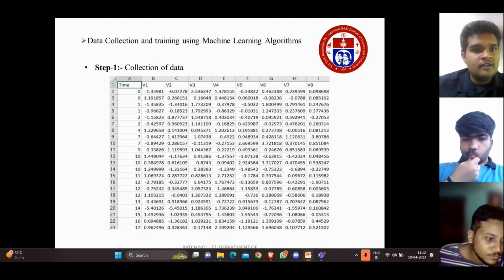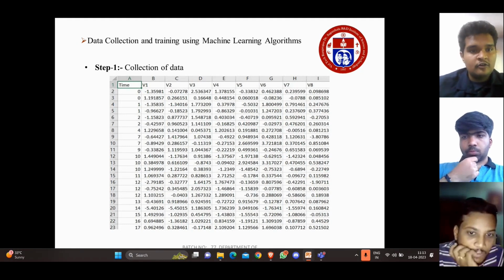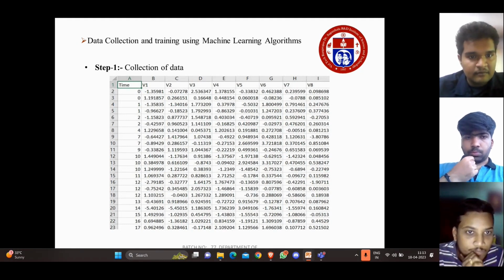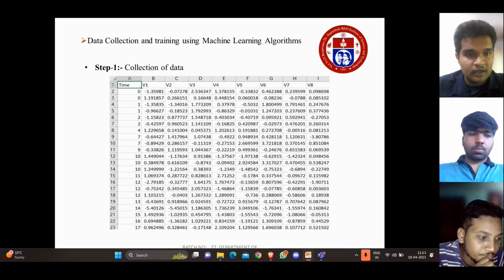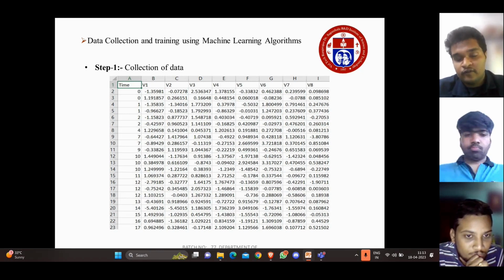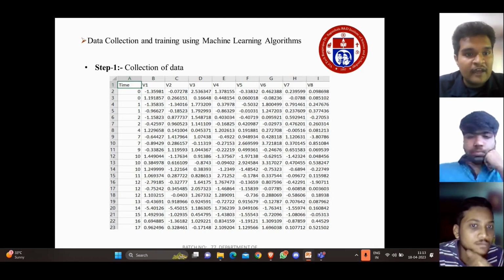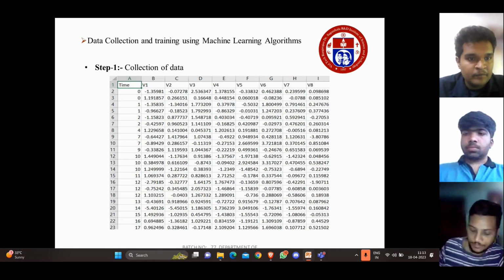Yeah, so the first one is data collection and training using machine learning. As you can see in the diagram below, it consists of different types of data sets that we have taken. These are previous data sets of transactions, normal transactions as well as fraud transactions, and we have collected them in one grid.